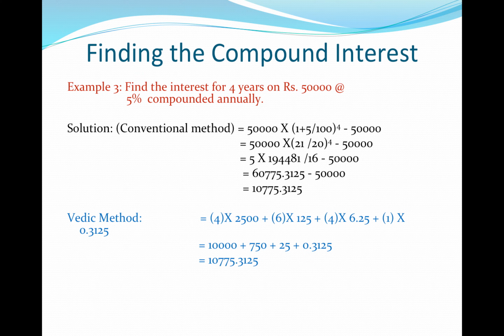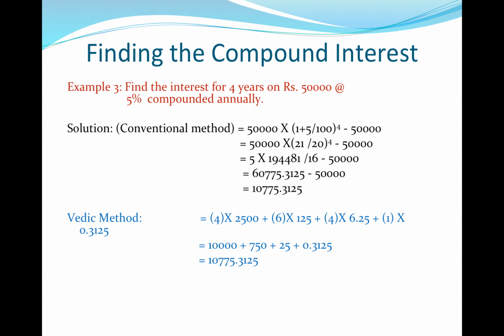Now 5% of 2,500. So 5% of 2,500 is 125, because 10% is 250 and 5% is half of it, which is 125. So multiply 125 with 6, we got 750. Now calculate 5% of 125. So 10% of 125 is 12.5 and 5% is half of it, which is 6.25. Multiply it by 4. So 6.25 multiplied by 4 is 25.